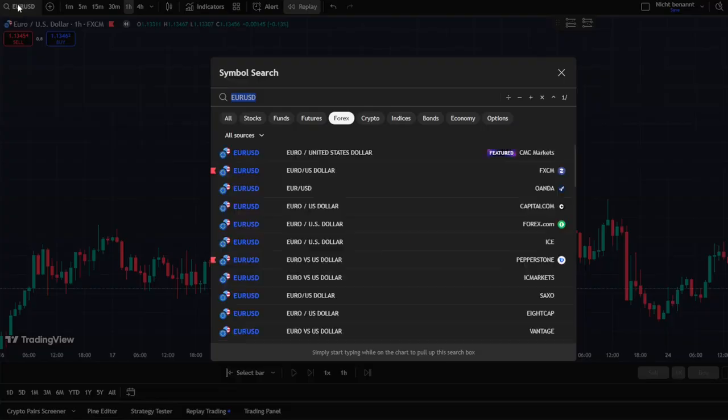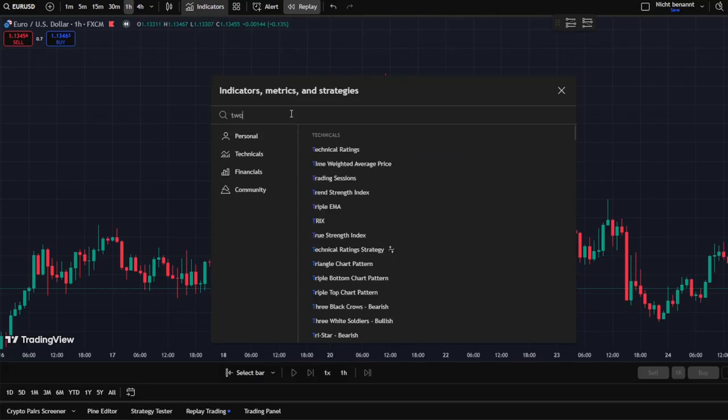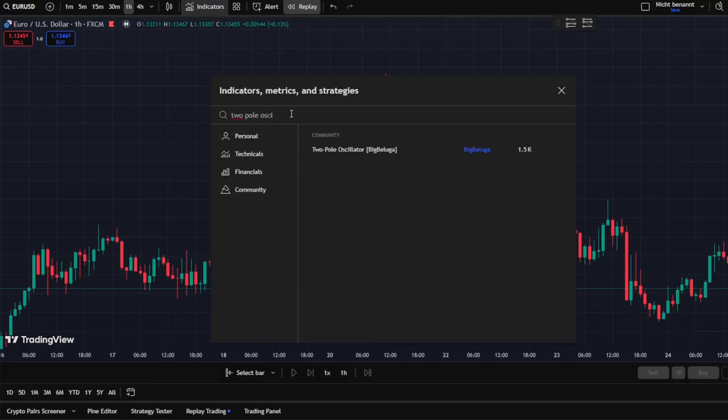If you want to work with this indicator, go to TradingView and open any chart on any time frame that you like. I will show you the 1-hour time frame for the Euro US dollar. Go to the indicator section and search for Two-Pole Oscillator by BigBeluga.